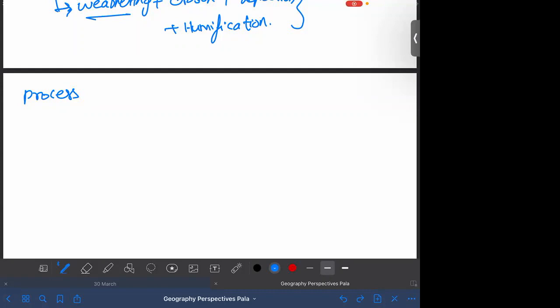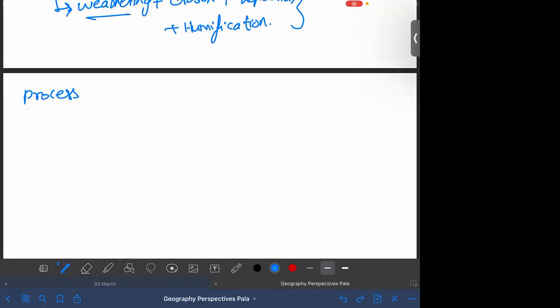Illuviation. The soil materials eluviated from the upper horizons get deposited in the B horizon. Eluviated from the A horizon or E horizon, they get deposited in the B horizon, and the process is known as illuviation. Okay, so three processes are there.